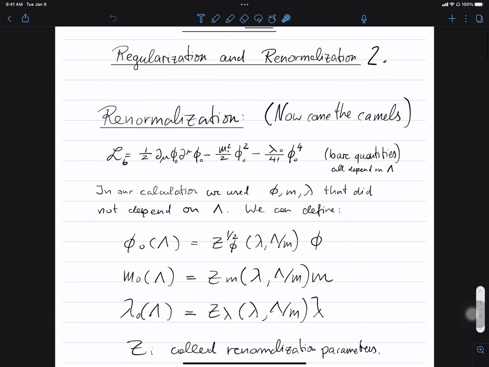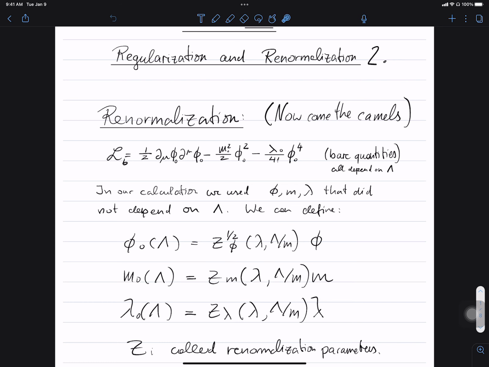Let us begin by remembering that we were using a Lagrangian to derive the interactions and to calculate the amplitudes, and we assumed that all the fields and quantities in this Lagrangian were independent of the regulator that we introduced. In fact, the quantities, the fields phi and the mass and the coupling constant, all the quantities will depend on the regulator that we introduce in the theory.